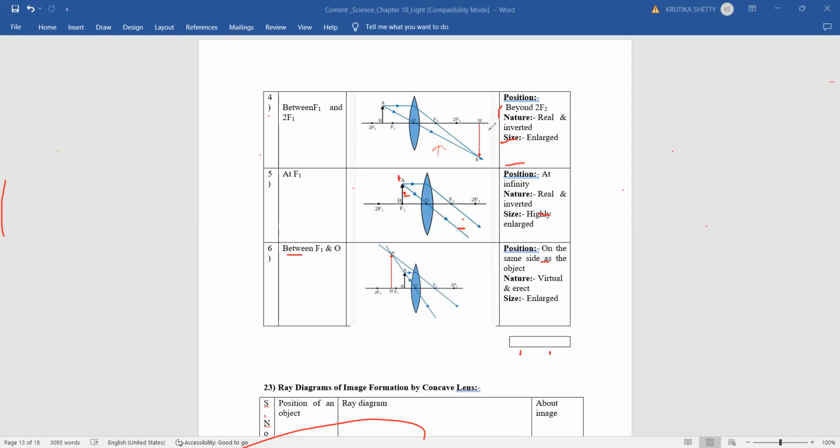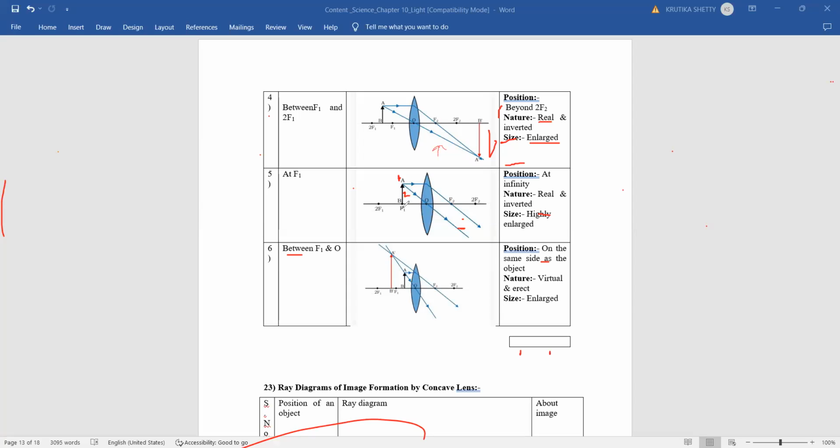You can see the size of the image is large compared to the size of the object. So they are saying the size is enlarged, and the image is real and inverted. So this is the fourth type. Next, the fifth type is when the object is present on the principal focus, f1.